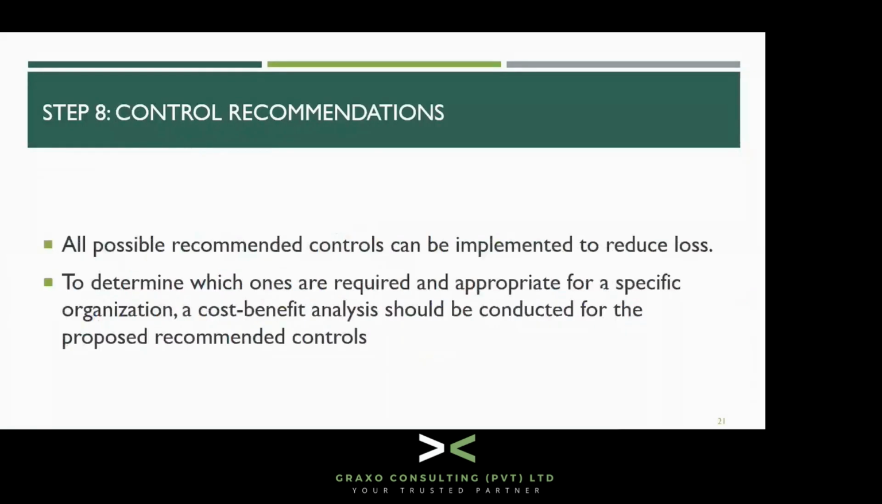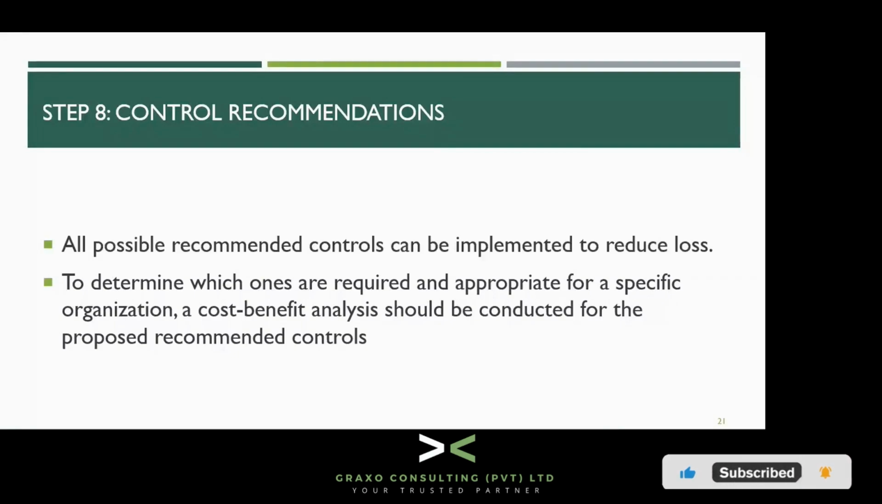So let's look at step 8 then. Once we have determined the risk, we saw in the previous slide, we have determined the value of the risk, and we have defined high risk, medium risk, and low risk. And now we are going to look at control recommendations.